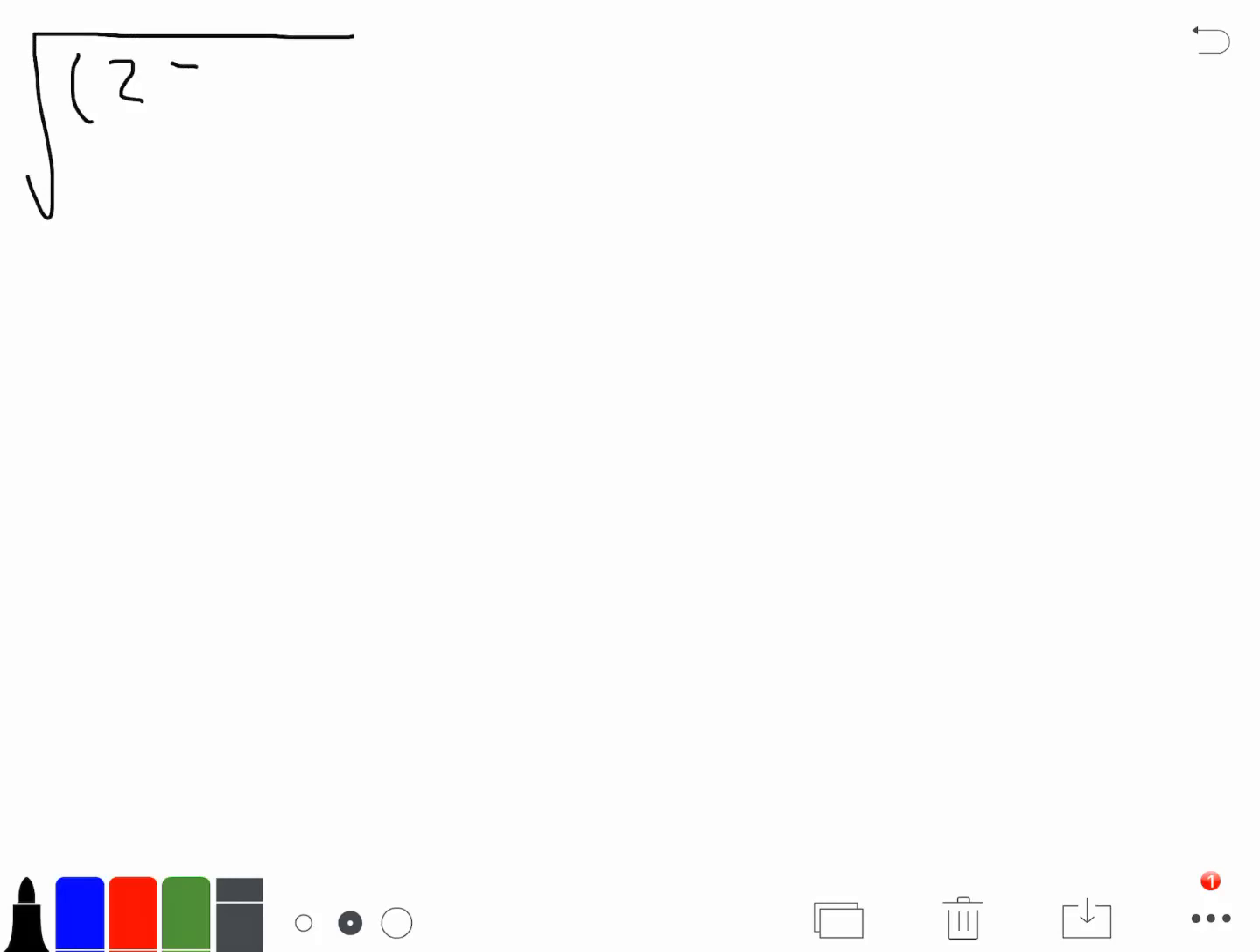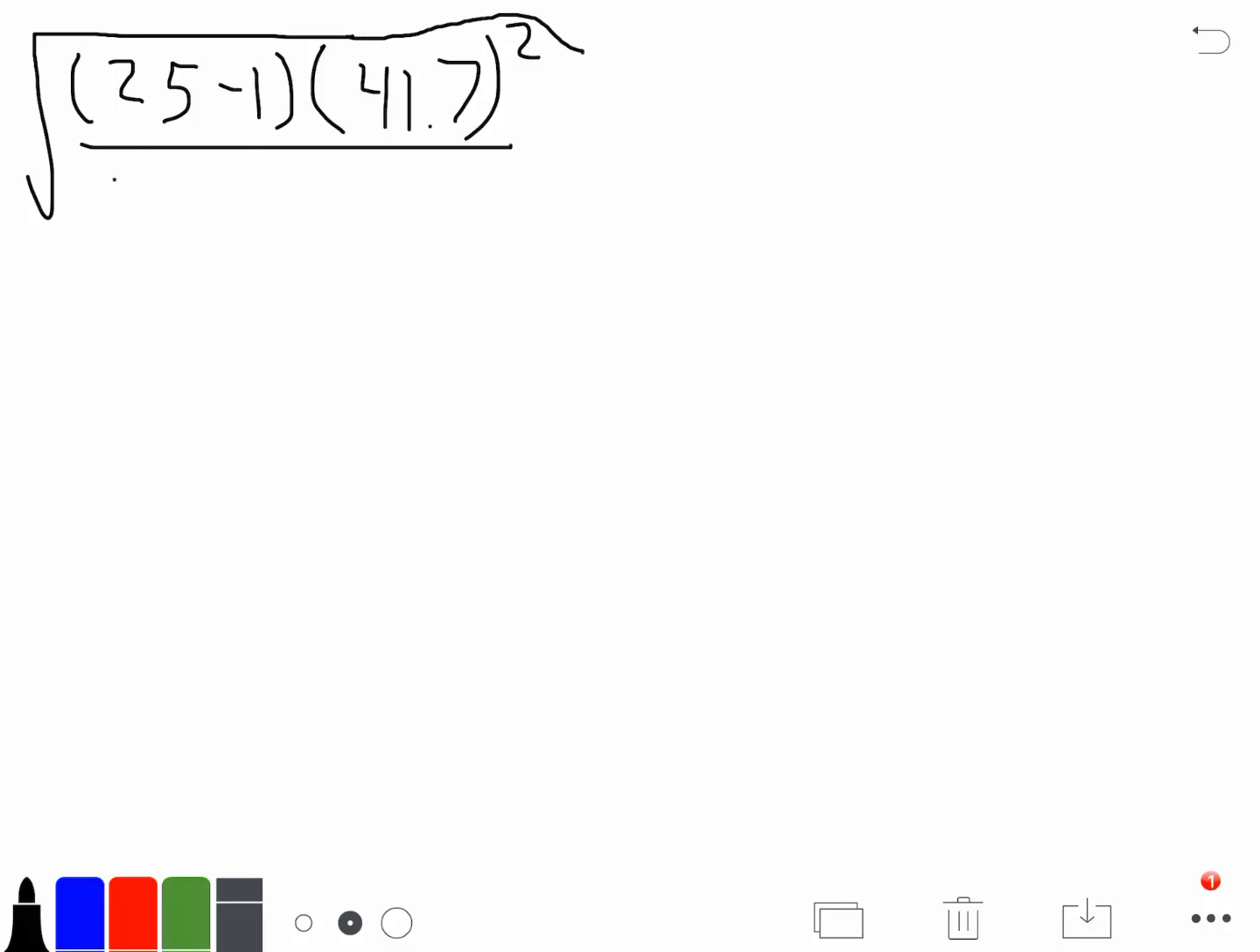Our formula was n minus 1, and our sample size was 25. So we get 25 minus 1 times the standard deviation of 41.7 squared. Again, make sure your square root covers everything. All over chi sub 0.005 squared. Alpha was 0.01. It was 99% confidence, which means alpha is 1%. Alpha is the chance of being wrong, so it's 0.01 over 2.